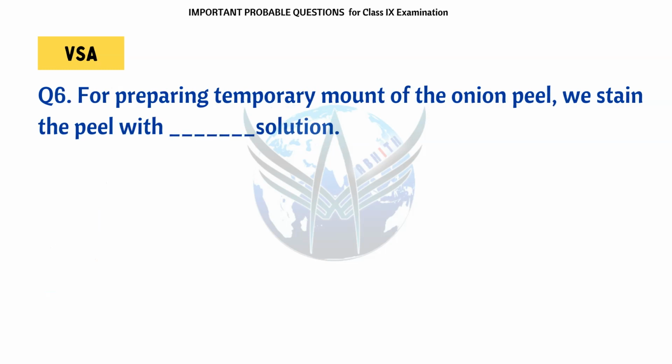Question number 6: for preparing a temporary mount of the onion peel, we stain the peel with dash solution. The solution's name is safranin. We use safranin solution. Safranin is a biological stain used in histology and cytology. And what color does safranin give? Safranin colors the nucleus of the cell red, and the other parts a faint red.